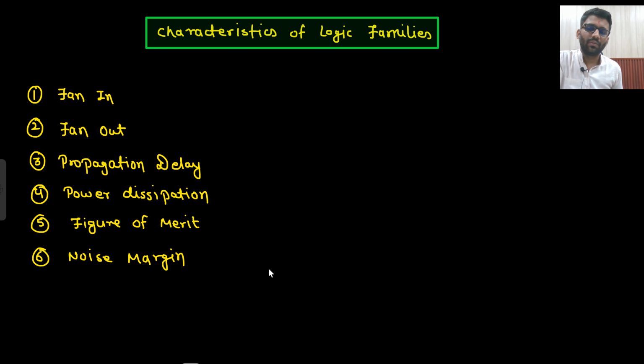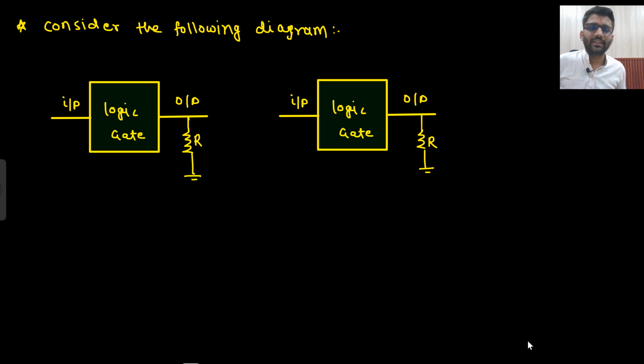We will start studying them one by one. We will start with fan out, then we will see fan in, propagation delay, power dissipation, figure of merit, and then noise margin. But before starting, let's see one thing.